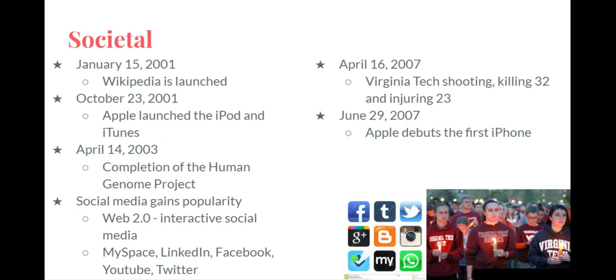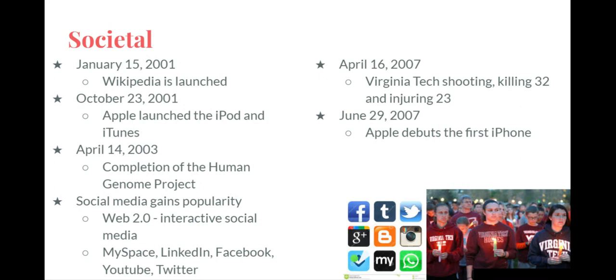Many of the societal events that occurred during this time period and still affect us today are technological, as the world has become more digitally advanced throughout history. For instance, in 2001, Wikipedia was launched, and now it's the 5th most popular website. In 2001, Apple's iPod and iTunes launched, allowing users to have a portable digital music player.